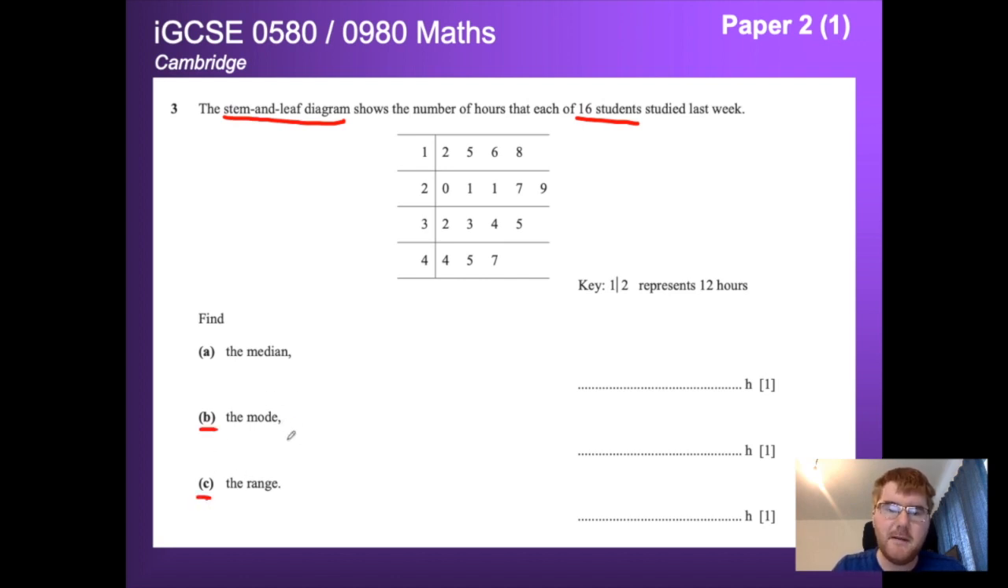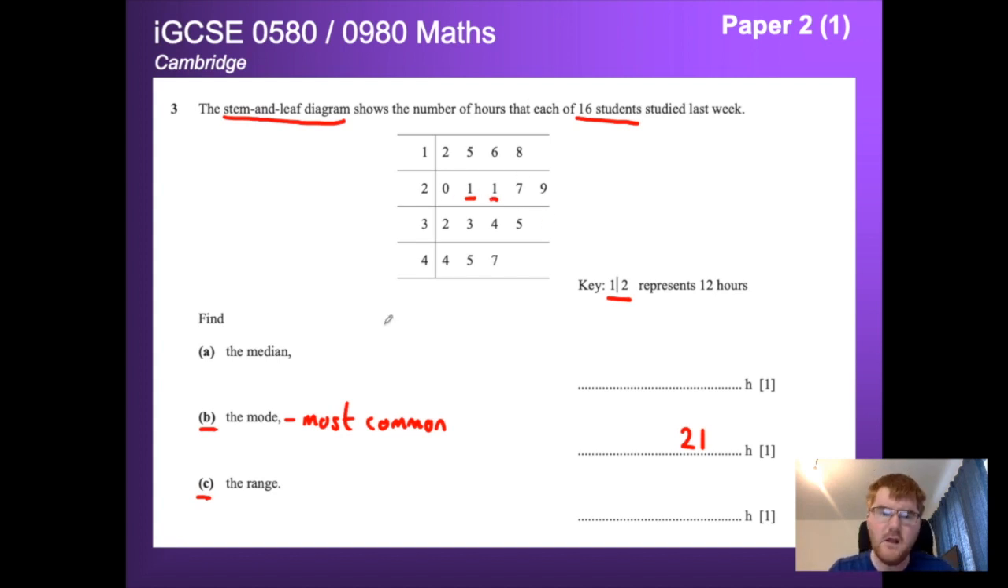Now the mode, remember, is the most common number. If you look at this, you probably think 1 is the most common here, but the answer is not 1. Notice these 2 numbers do not represent 1. We have to look at our key here. They represent 21. So our mode is going to be 21 hours. These 2 are the same, they're both 21, and we have 2 of them, which is 1 more than any other number that we have here.